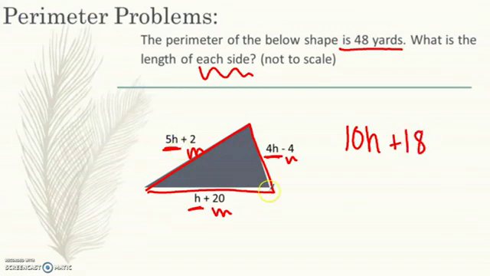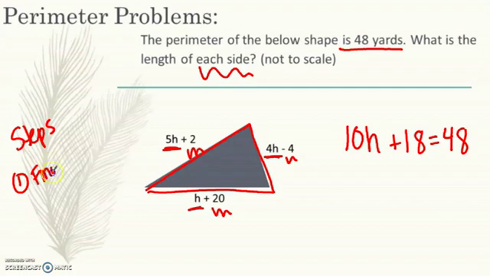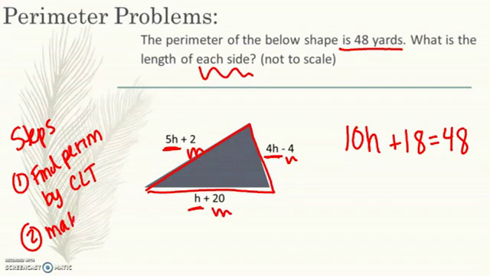So I added all this up. But up here, it told me the perimeter is 48. So I'm going to make that equal 48. Okay, so if I were writing steps, I might put 1. Find perimeter by combining like terms. Something like that, right? 2. And for 2, I might put make equal to the perimeter, to solve it, or whatever notes you want to do.